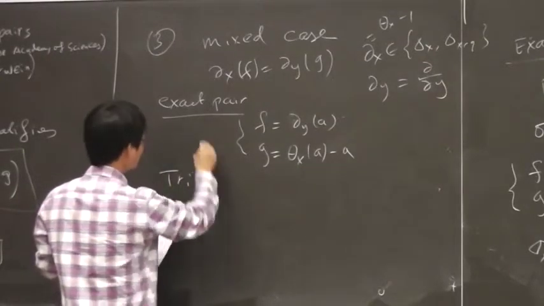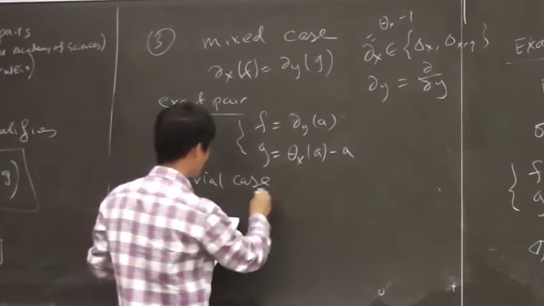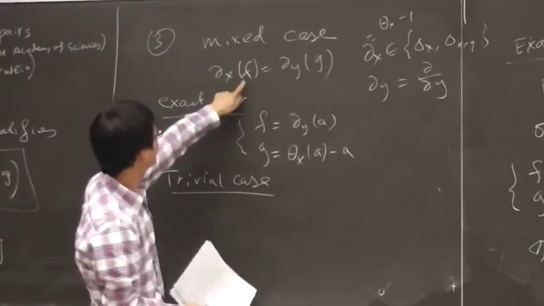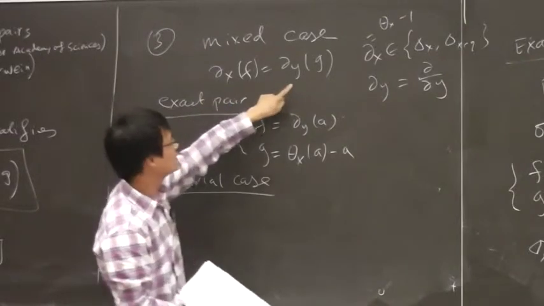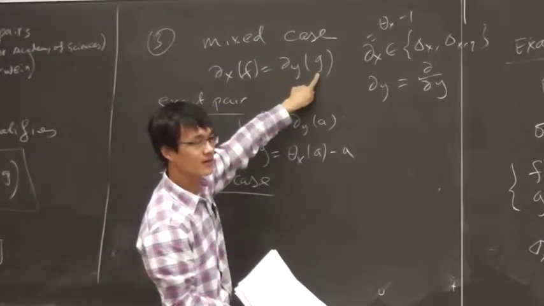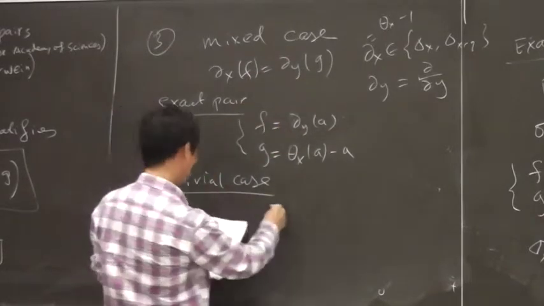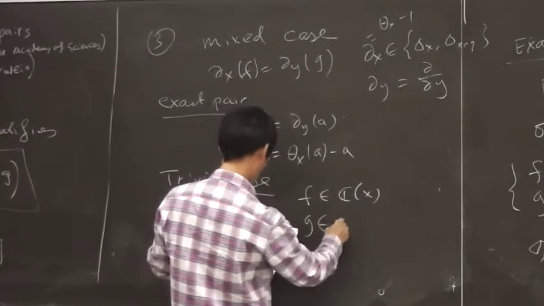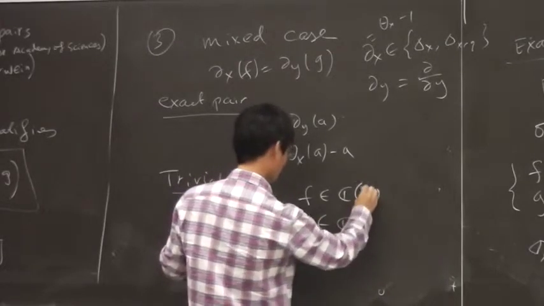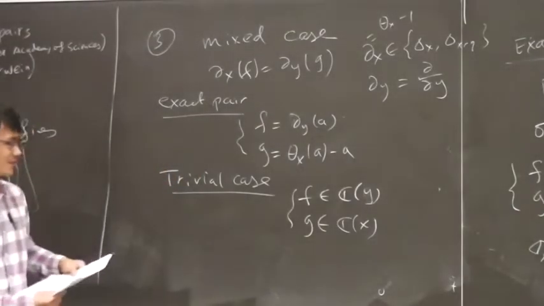This is also trivial, but in the mixed case there's nothing interesting. Actually, there's one trivial thing: you take f free of y, then this equals 0. And g is free of x, then this is also 0. 0 equals 0. So you can take one trivial pair, f in Cx, and g in Cy. This is really a trivial, not interesting thing.